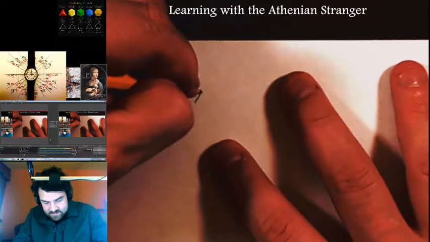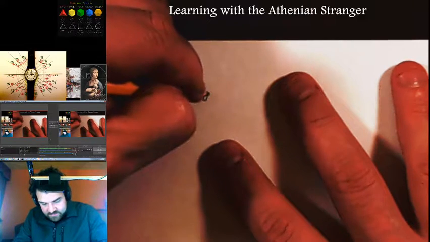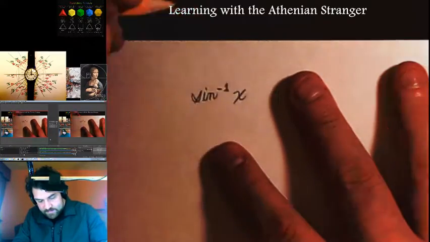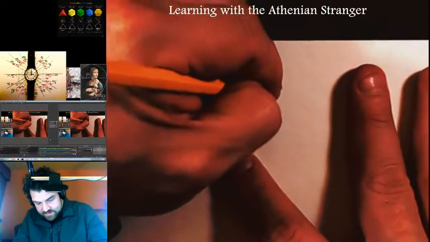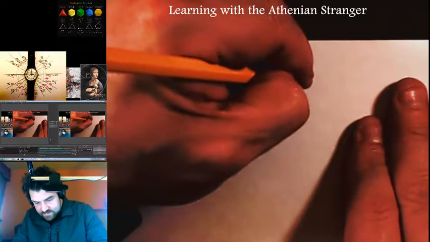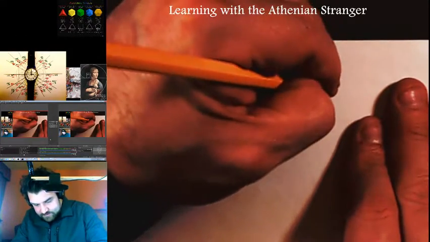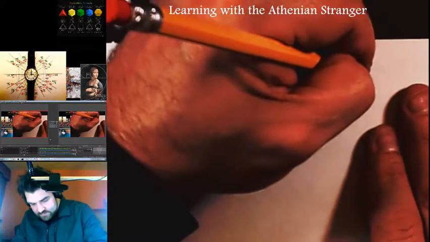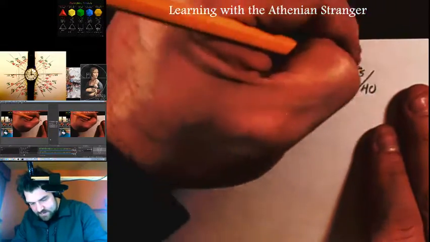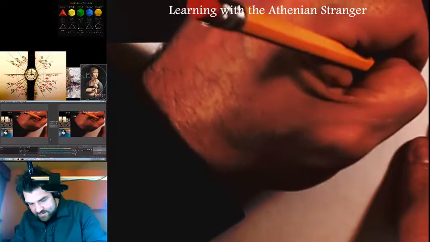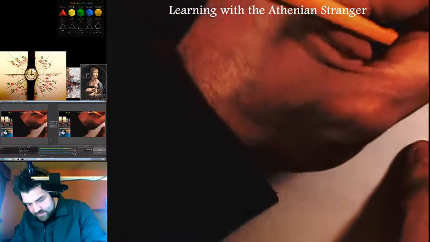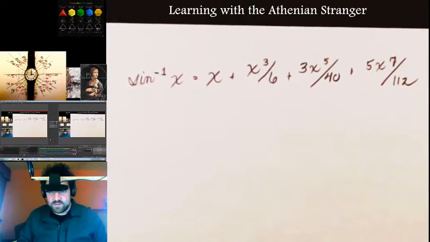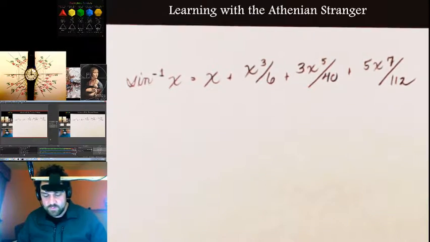So here's the arcsine or inverse sine. Inverse sine of x equals x plus x cubed over 6 plus 3x to the fifth over 40 plus 5x to the seventh over 112. Right? And it could go on. It could go on infinitely, in fact. But that's all we really need.